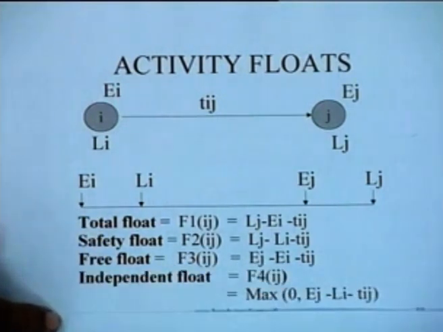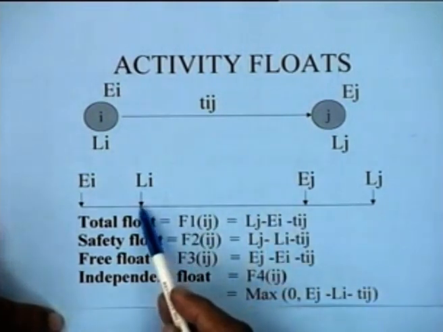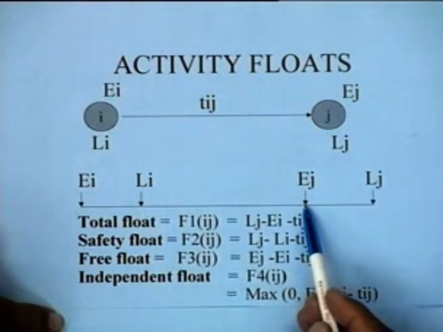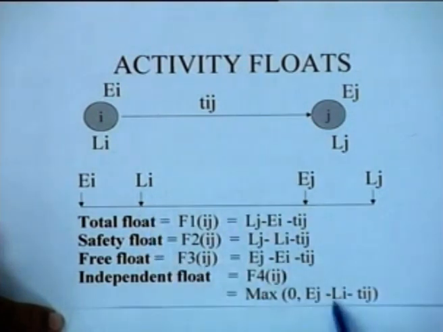And the independent float is the worst case situation, where you are assuming that you are reaching here late and you want to depart here early. So the time available is only Ej minus Li minus Tij for doing the activity. This time might not be adequate to perform the activity, that is why this is the maximum of 0 and Ej minus Li minus Tij.